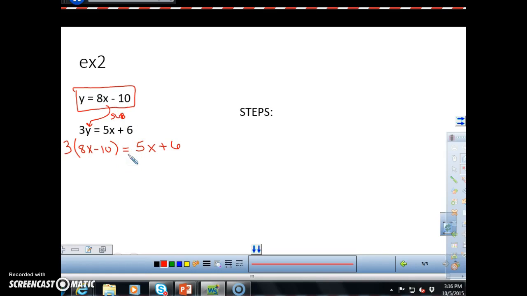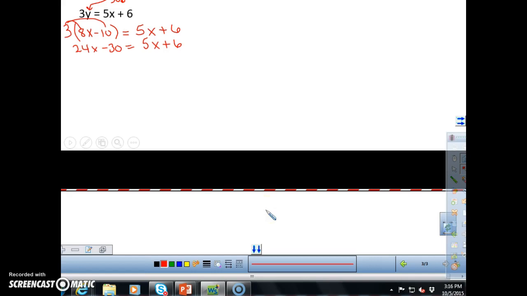I need to solve. So I'm going to distribute the 3 through. So 3 times 8 is 24x minus 30 equals 5x plus 6. Get all the x's on the same side. I'm going to minus 5x.